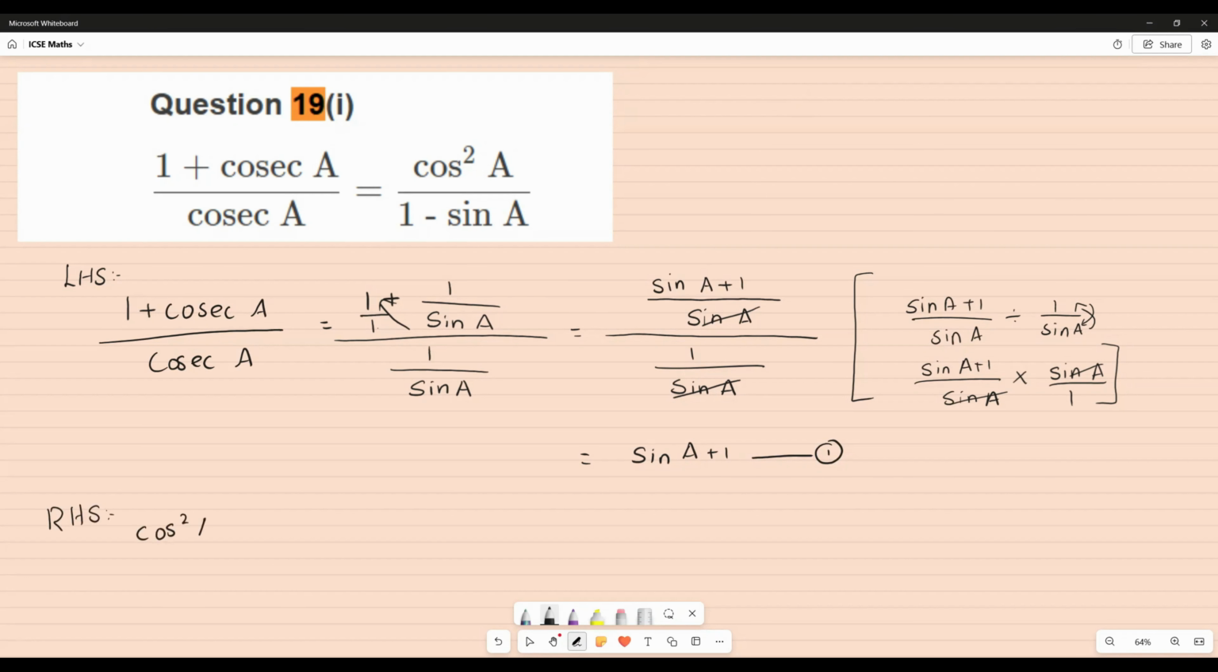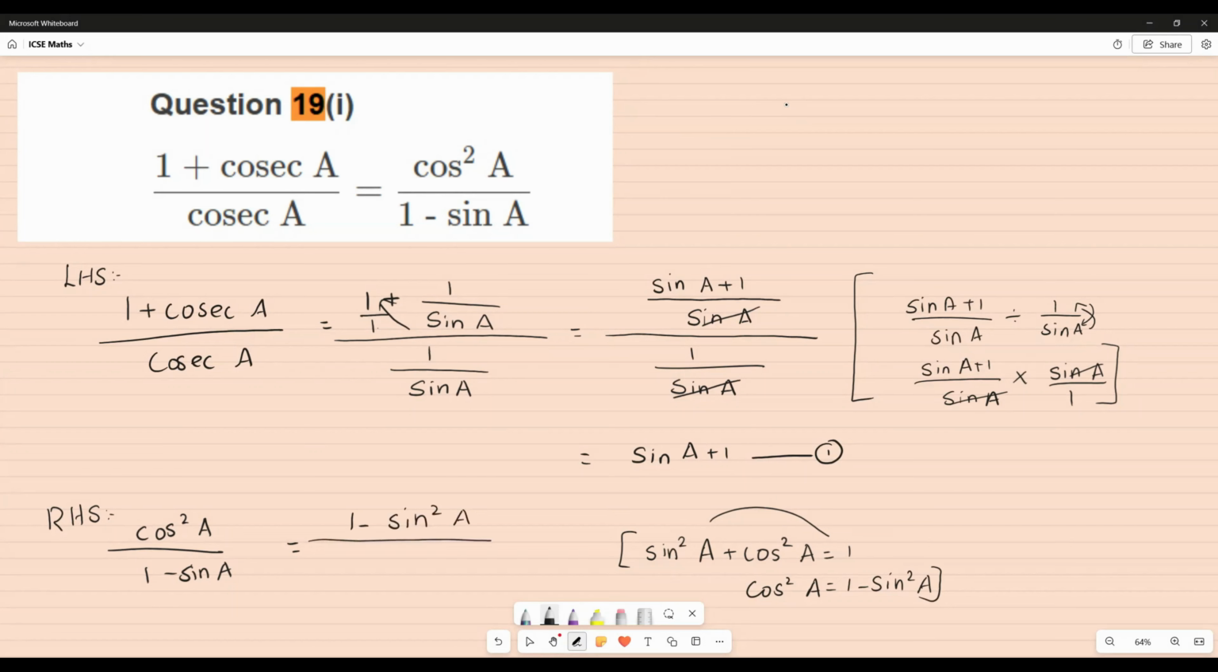Now cos squared A divided by 1 minus sin A. Everything should be in sin A, so we write cos squared in terms of sin squared. Sin squared A plus cos squared A is equal to 1, a trigonometric identity. If you don't know it, you can see the description for the concept explanation. So cos squared A is 1 minus sin squared A, so we write 1 minus sin squared A divided by 1 minus sin A.